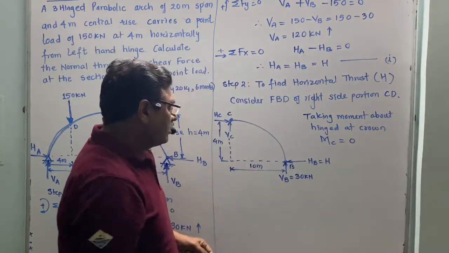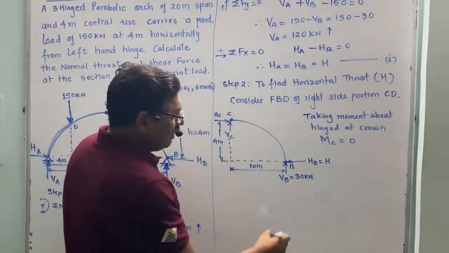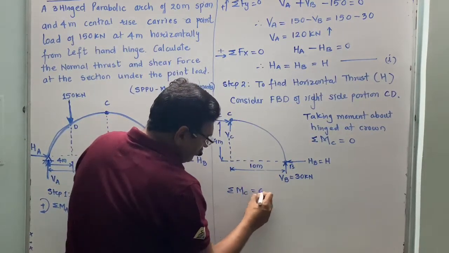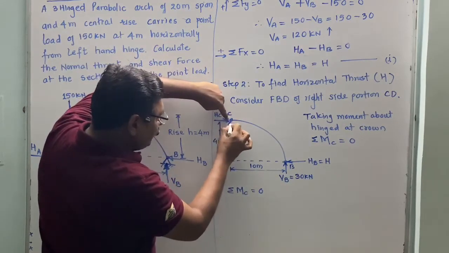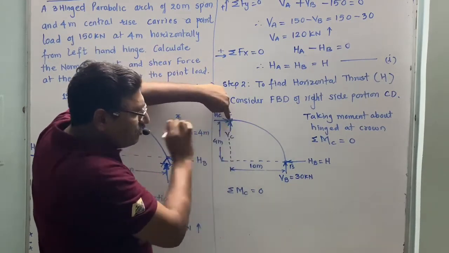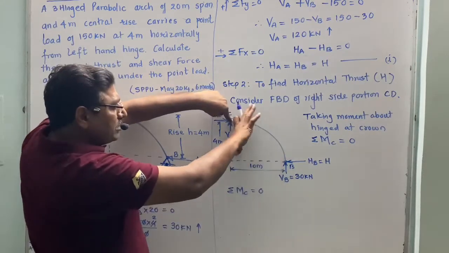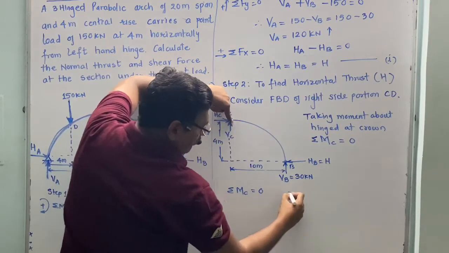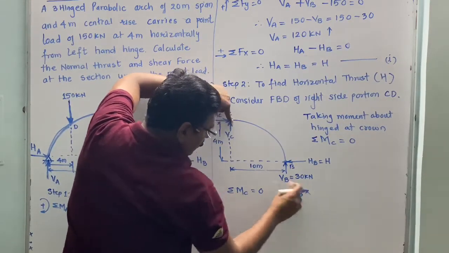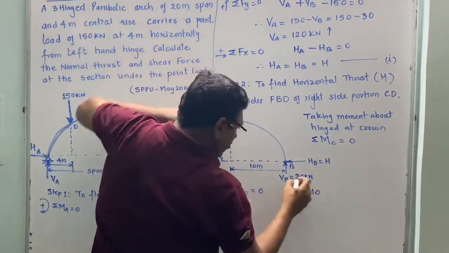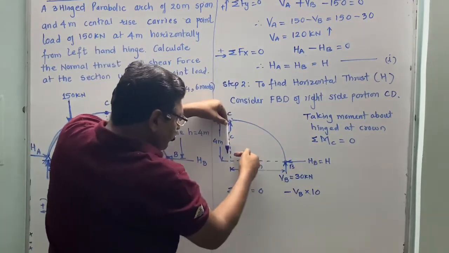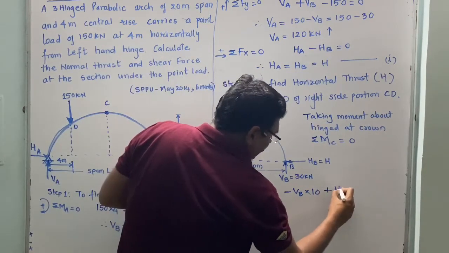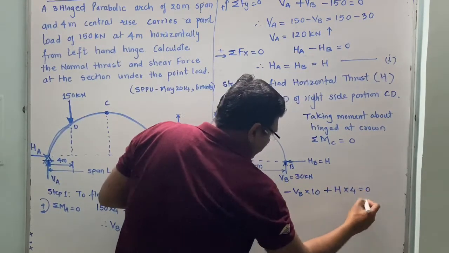As it's a hinge, the moment about the hinge is always 0. So I'm taking moment about this C. So summation of moment about C is equal to 0. These two forces which are acting at this point C, the moment of these two forces is 0. VB produces an anti-clockwise moment, so minus VB into perpendicular distance 10, and this horizontal force produces a clockwise moment, so that is plus H into 4 is equal to 0.